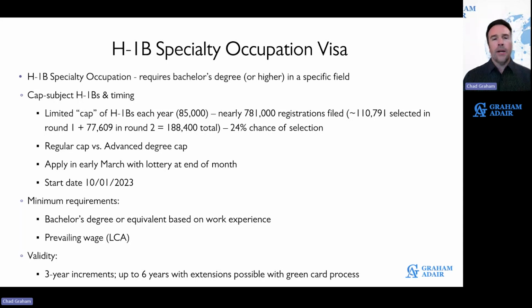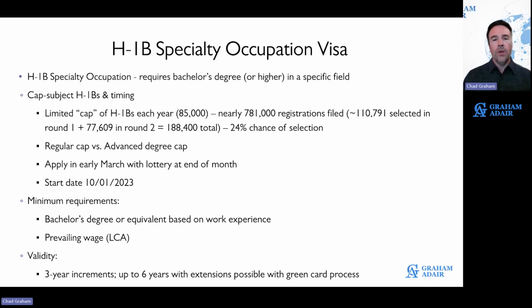So H-1B is a specialty occupation visa. The easiest way to think about this is it's professional level positions that require at least a bachelor's degree or a bachelor's degree equivalency. A lot of times these positions are called white collar types of jobs. It's a pretty open category. As we'll talk about later, there's some other categories that are a lot more narrow. The H-1B is fairly open in terms of which types of professions qualify potentially for an H-1B. H-1Bs are subject to an annual limit of 85,000 new H-1Bs every year.